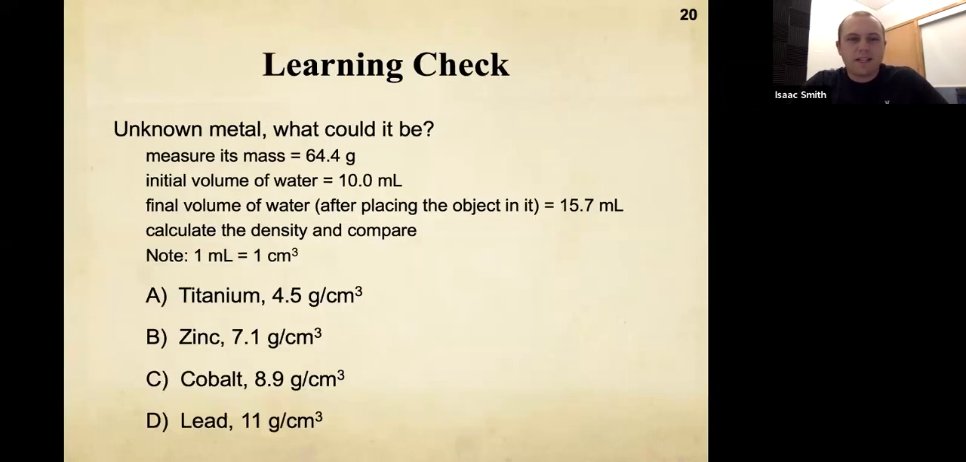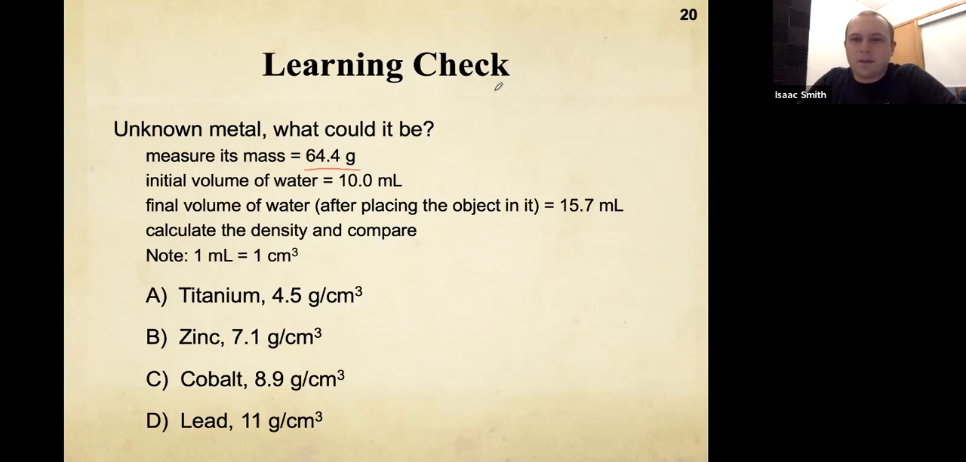Okay, so for the last slide here, we're going to talk about some more problem solving. Sometimes you'll see a problem like this where initially it might look confusing, but this is where units are really helpful. Let's say we have an unknown metal and we want to know what it is, and all we have is a table of densities that shows the density for titanium, zinc, cobalt, and lead. In order to determine what the metal is, first you put it on the scale, and the scale says that the sample of metal is equal to 64.4 grams.